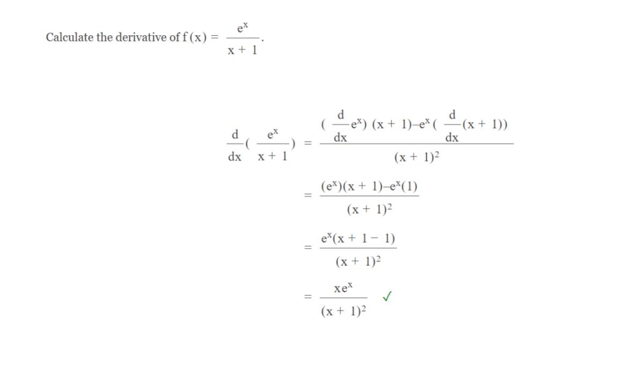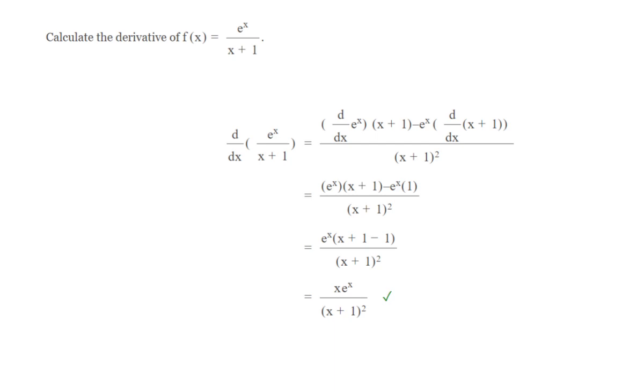So by quotient rule we get d by dx of e raised to x by x plus 1 is equal to d by dx of e raised to x into x plus 1 minus e raised to x into d by dx of x plus 1. So that is equal to e raised to x into x plus 1 minus e raised to x into 1, whole divided by x plus 1 the whole square.